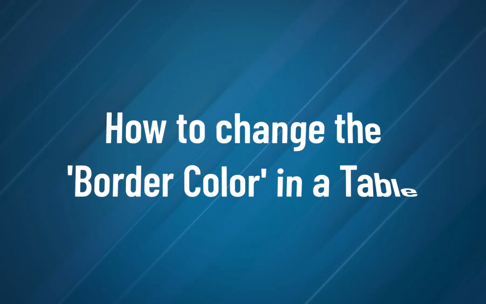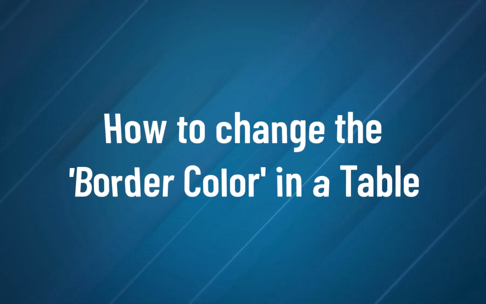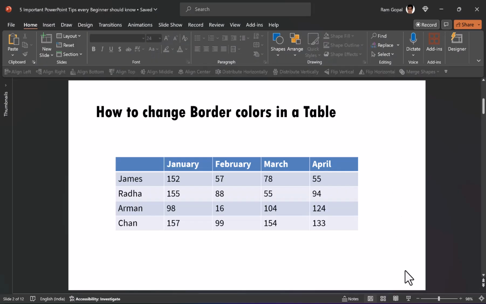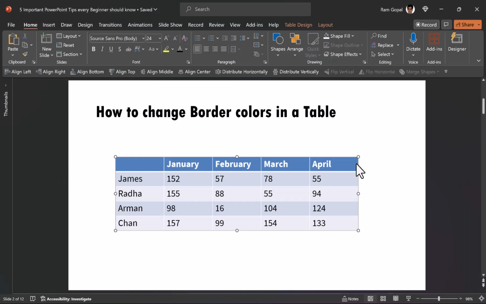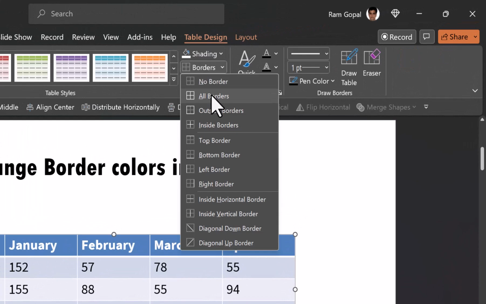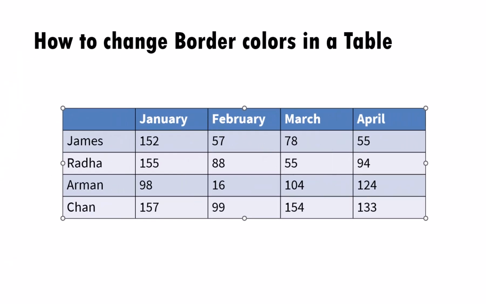Now the second tip is how to change border colors in a table. Now you might ask me, what is such a big deal in changing the border colors in a table? It is fairly straightforward, right? All you need to do is to select the table, then go to table design and then go to borders and maybe select all borders, and here we have all the borders changed to black color.